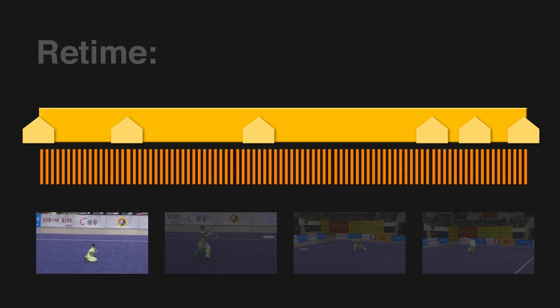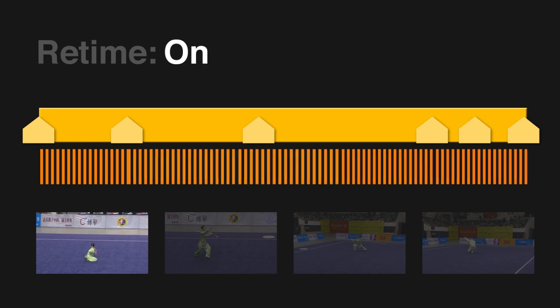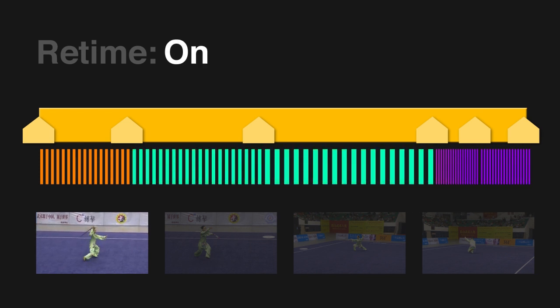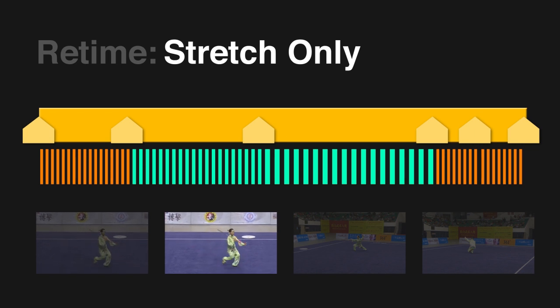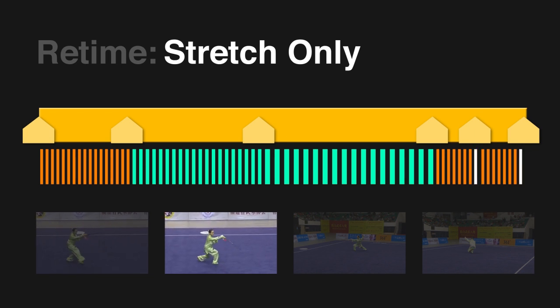Retime has four options. On, as you expect, squeezes and stretches the time so that the video will speed up or slow down based on the marker location. Stretch only will stretch the time but not speed it up. At the markers that would normally require the segment to speed up, it will just cut from one segment to the next.